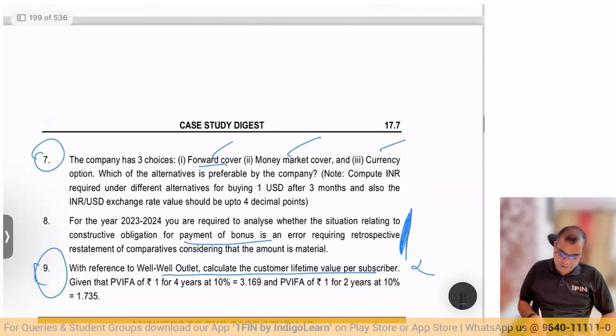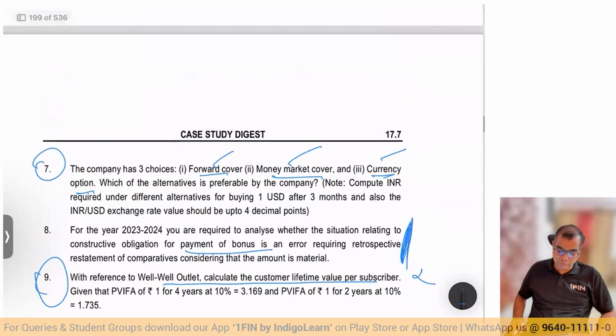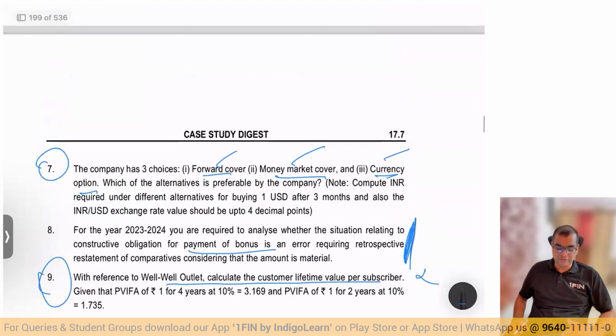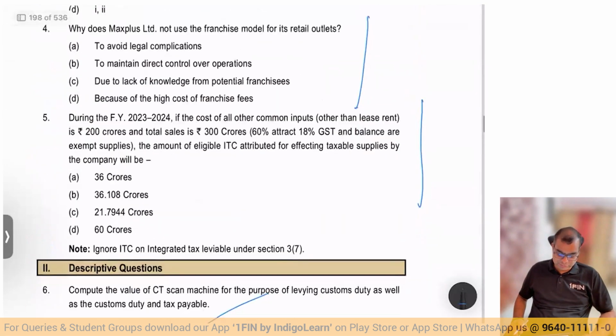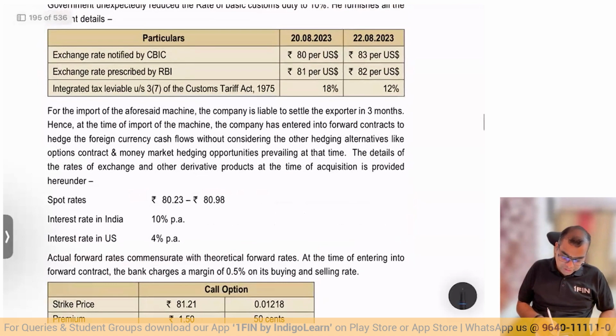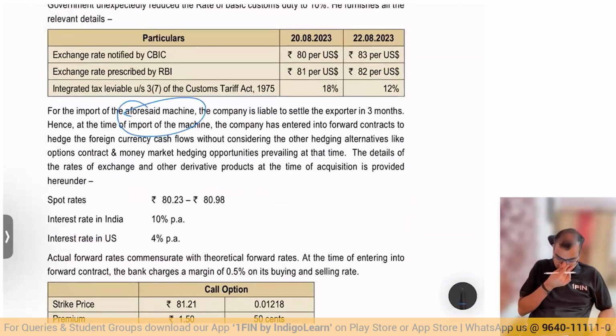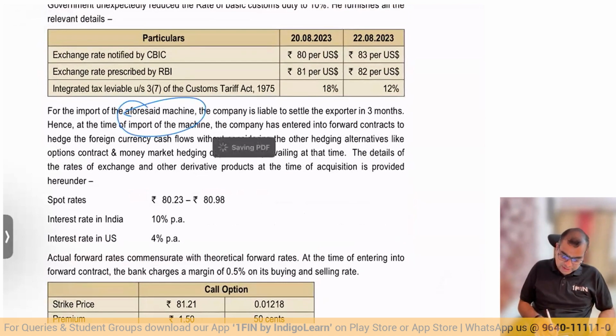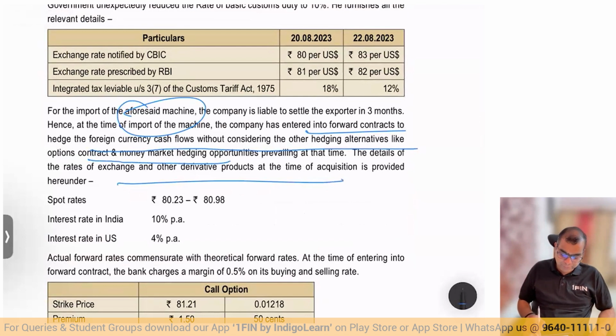Company has 3 choices: forward cover, money market cover, currency option. Which of the following is preferable? Compute INR required under different alternatives for buying $1 after 3 months. So you have to read through the entire question. See, for import of the machine. So they are going to import. Okay. Details of exchange rates. Hence, at the time of import, a company entered into forward contracts to hedge foreign currency cash flows without considering other alternatives like options or money market. Details of which are provided below.